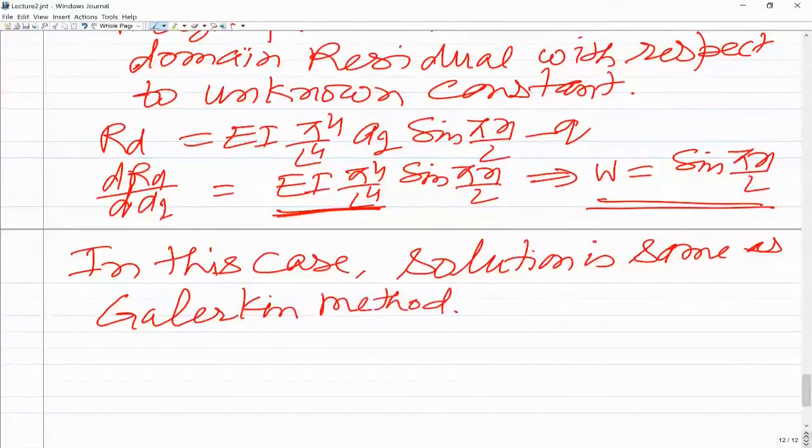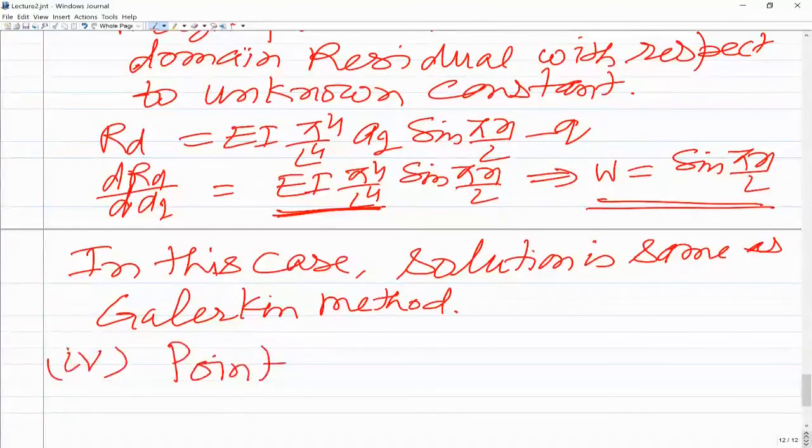So now we talked about the Galerkin method, we talked about the Petrov-Galerkin method, and the method of least squares. The last thing is, the natural way to think is that when we have the domain residual as a function of x, we can equate that residual to 0 at selected points, and the resulting method is known as the point collocation method.